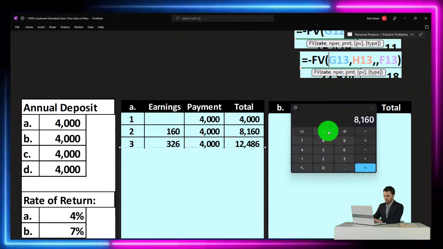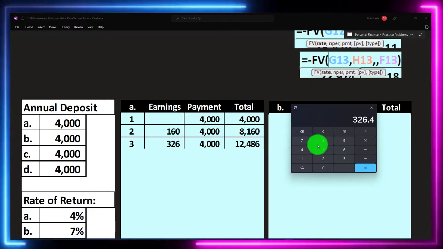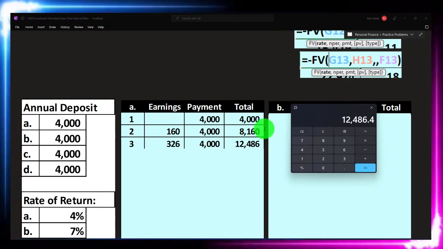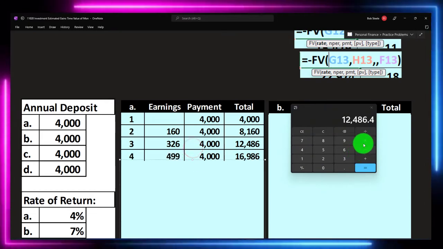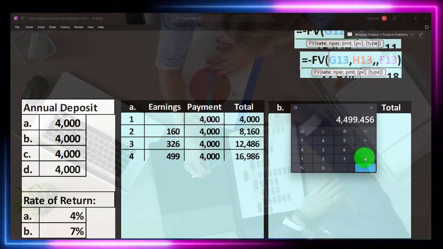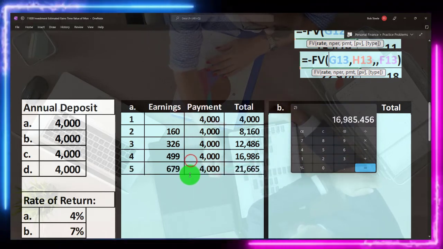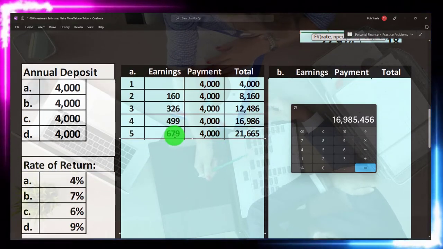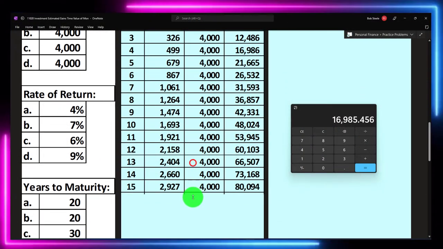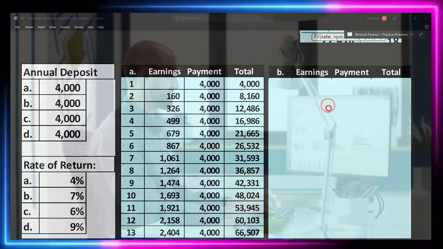If we take that 8,160, which is now growing, and multiply it times the same rate of return, 0.04, we're going to get the 3,26 plus the 4,000 we're going to put in plus the prior balance of the 8,160. That's going to get us to the 12,486. If we take that, multiply it times 0.04, that's going to give us the 499 plus the 4,000 plus the prior balance, 12,486. You can see how the growth is taking place here, and it's growing larger given the fact that we have this total here, which is increasing, making the earnings go up even though the rate is the same. So that's why if we start earlier, we're typically better off because we have so much more time for it to grow.